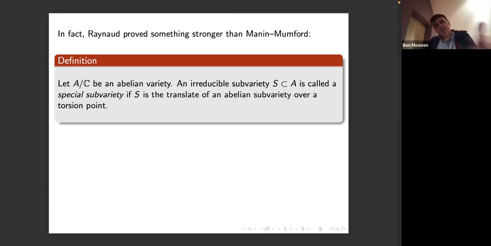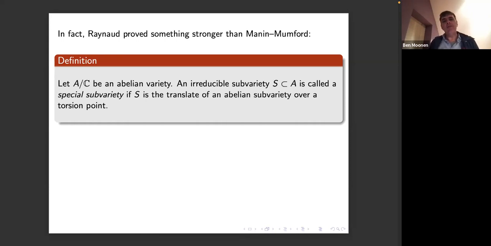And in fact, nowadays Manin-Mumford has been proven in several ways, and there are all sorts of stronger variants. But let me mention a variant that was already proven by Raynaud and that is already in its statement more general than the classical problem. And for this version, let me make a definition.